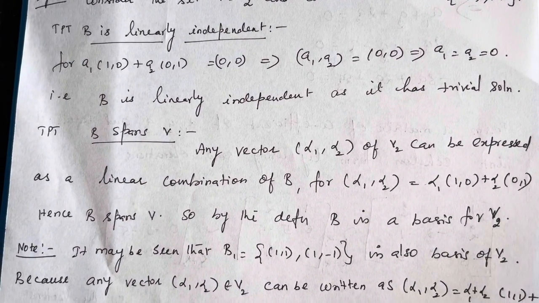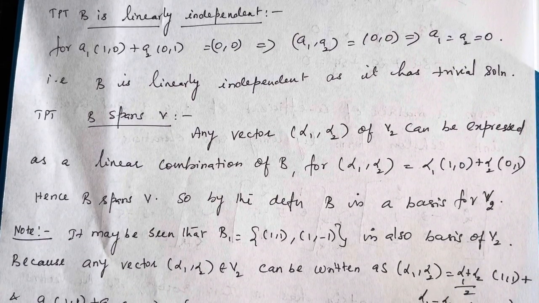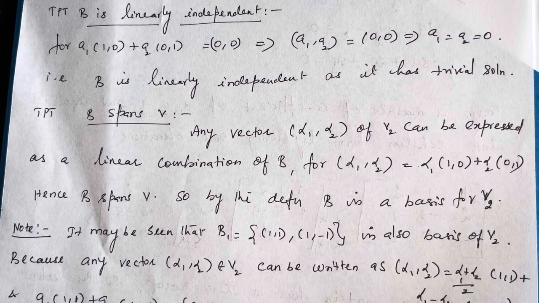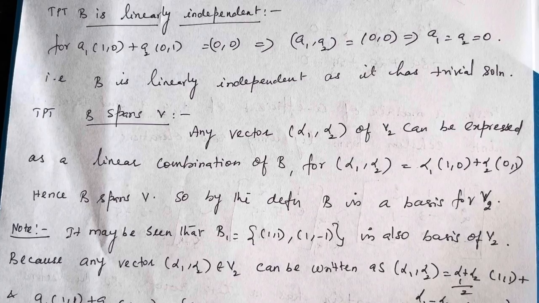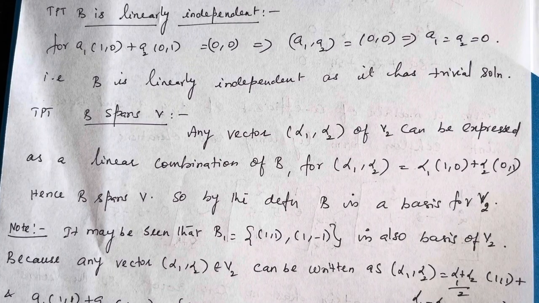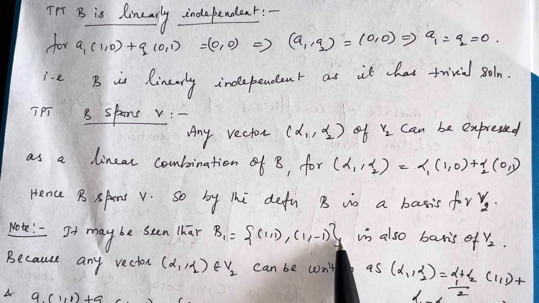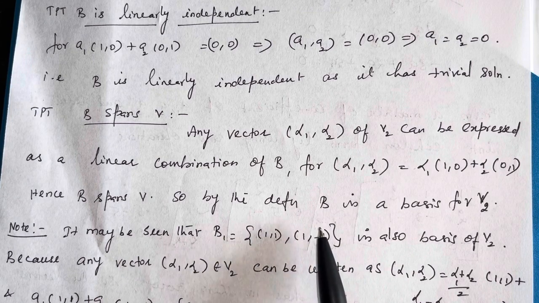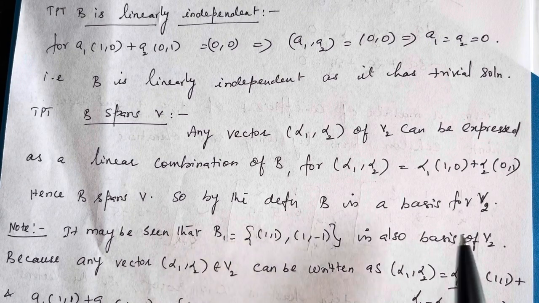Now let us see the note. It may be seen that B1 is {(1, 1), (1, -1)}. That means I am taking another subset of the vector space V2, and that is taken as (1, 1) and (1, -1). Now I am going to show that this also can act as a basis of V2.